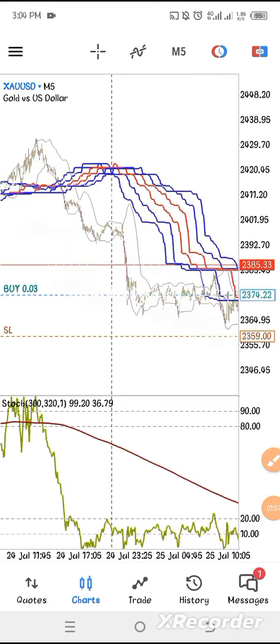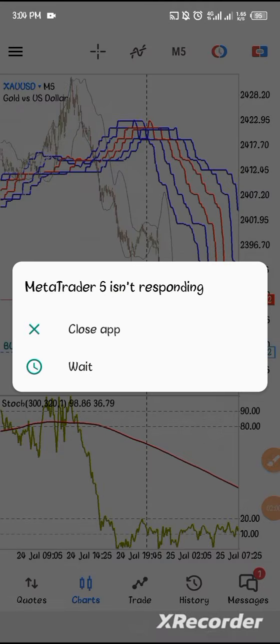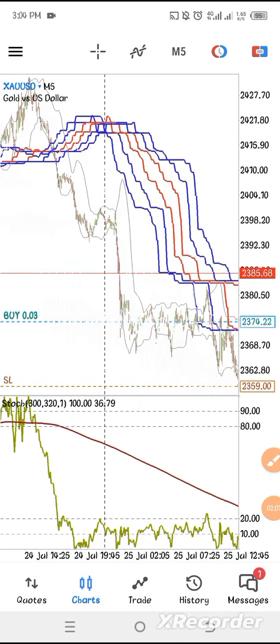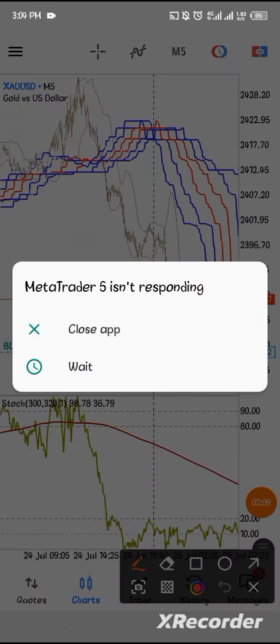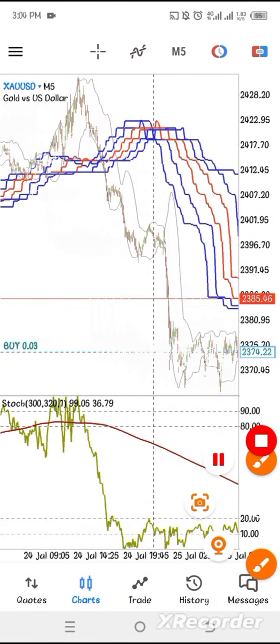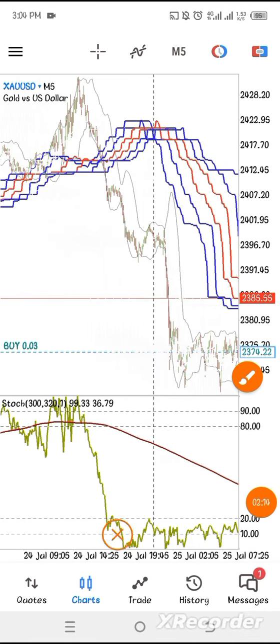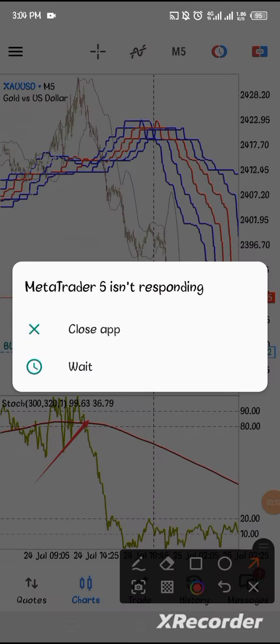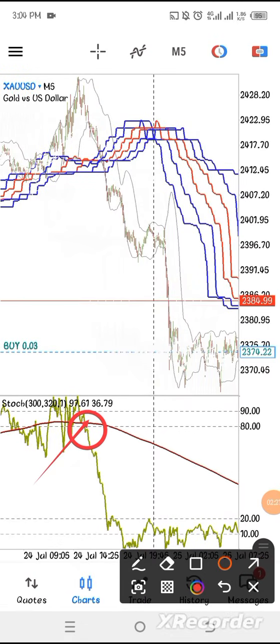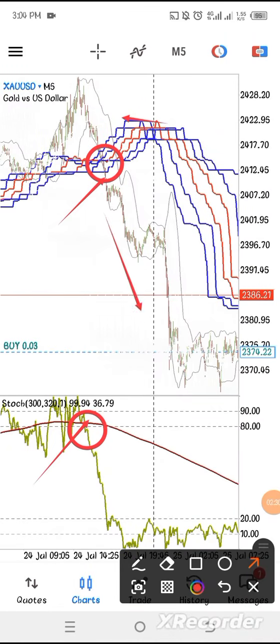Let me show you. Here is the entry of yesterday, at the crossover of this stochastic. There is a very good movement at the crossover of the stochastic, from this place to this place. You took your entry, you put your stop loss at the back of the Ichimoku, then you continue to ride your trade.